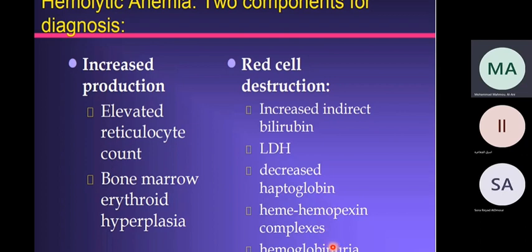So in patients with hemolytic anemia, you will find elevation of the reticulocytes, bone marrow hyperplasia, and evidence of RBC destruction. These are an increase in the indirect bilirubin, an increase in the lactic dehydrogenase, a decrease in the haptoglobin and hemopexin complex, and hemoglobinuria.